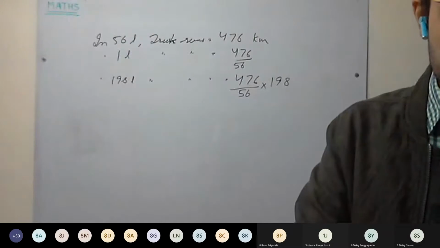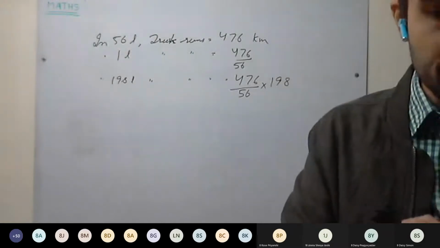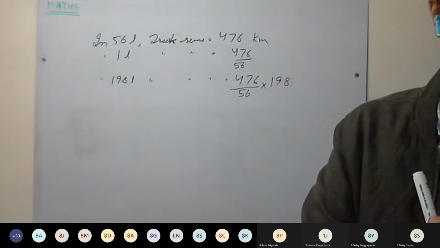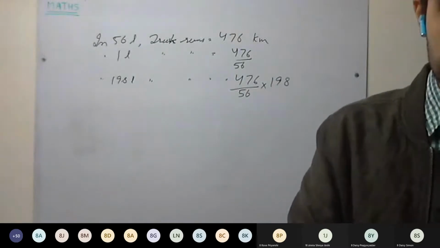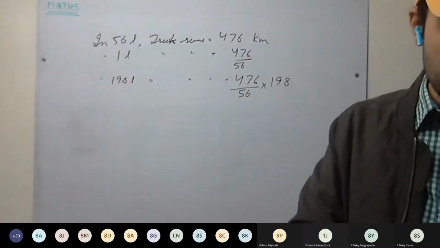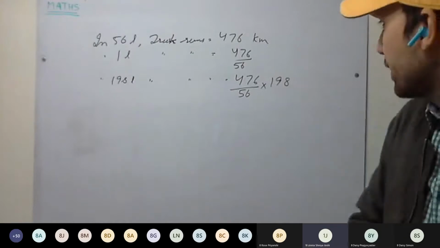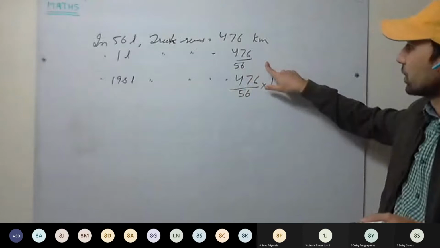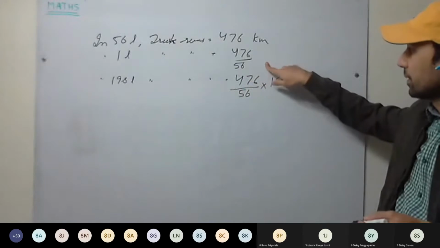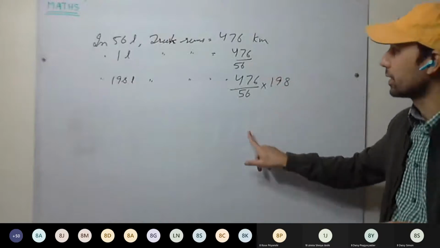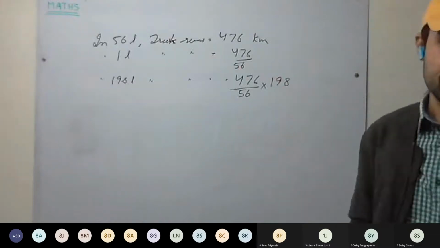So how many kilometers will it run in 198 liters? Calculate it. So 1,683 kilometers. And in 1 liter it is 17 upon 2 kilometers. Calculate this one. This much it will run.